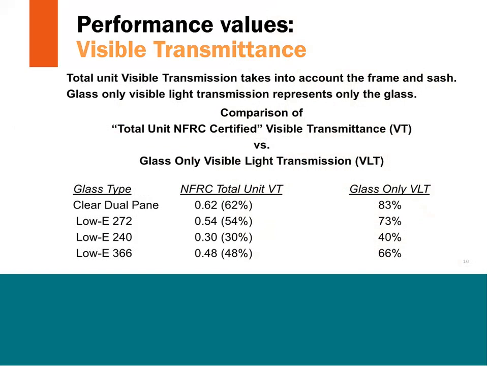So this slide shows the difference between the total unit visible transmittance in comparison to the center of glass only visible light transmission. Glass values for casement windows without grills are taken from our 2018 Andersen Windows product guide, shown here. As the NFRC rates the total unit, the thickness of the frame profile is taken into account. A narrower frame will yield a higher visible light transmittance than a wider frame profile using the same type of glass. Similarly, grills will diminish VT when compared to products without grills.